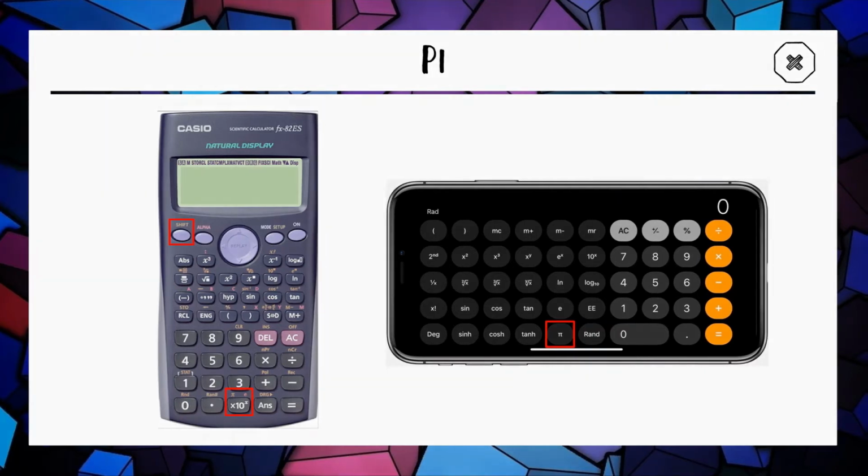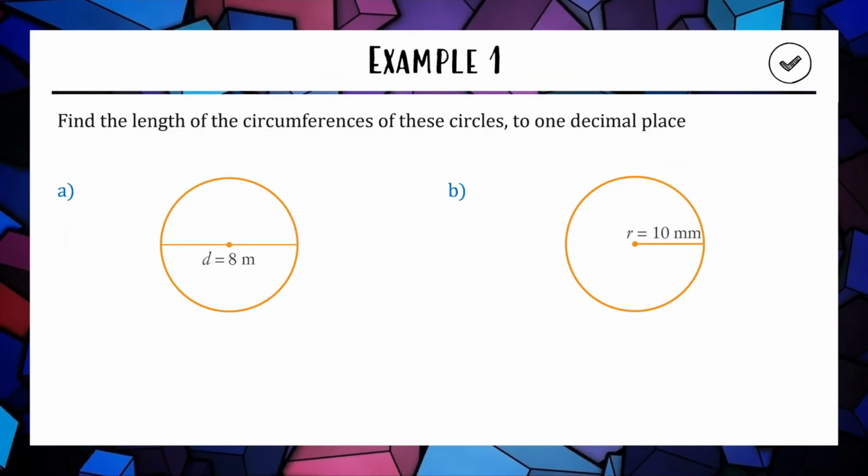Okay? So let's have a go at using this formula to find the circumference length of these two circles. In the first one, we have a diameter of 8 meters. We want to find the circumference. Like we saw, all you need to do is take your diameter and multiply it by pi, and that gets you your circumference. So for question A, we're going to do 8 multiplied by pi. If we press pi in our calculator and then times by 8, it should give us a decimal answer, around 25.1 meters.